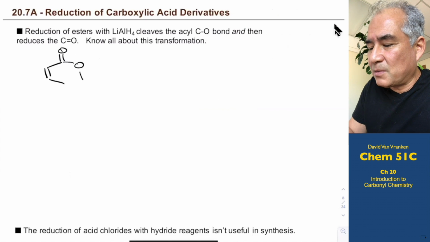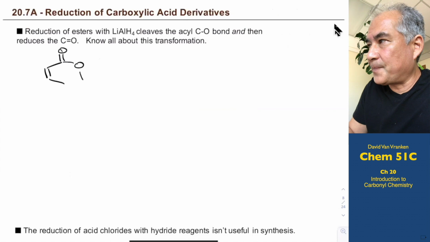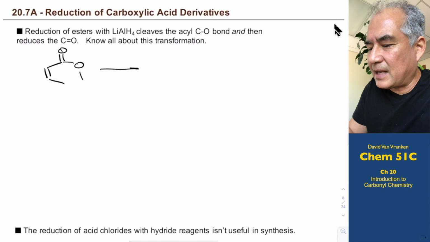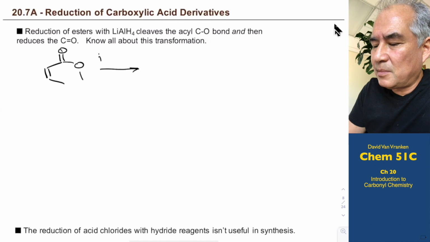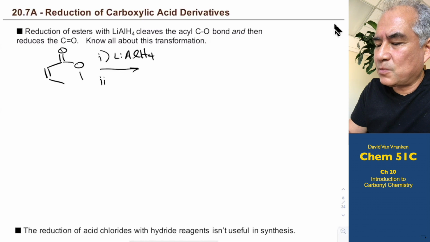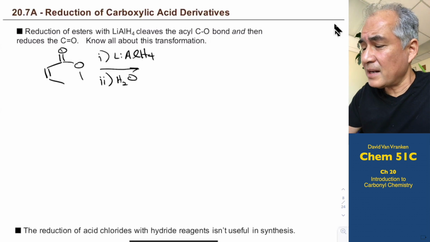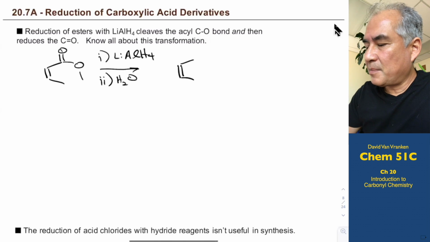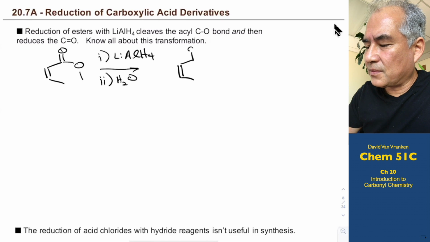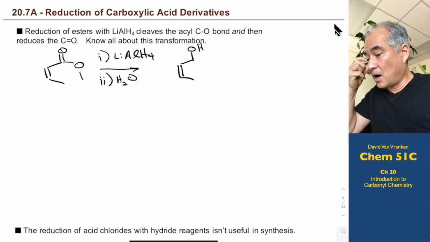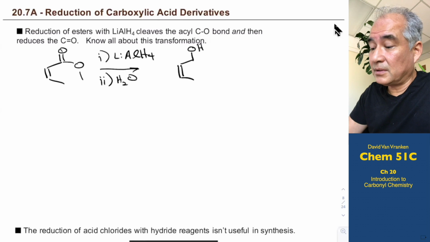So if we wanted to reduce this all the way to the alcohol, and you have to watch this pattern of reactivity here, then we use lithium aluminum hydride. And let me show you how this works. We have to follow this up with an aqueous workup. And the product of this reaction still has this cis double bond on here, but it reduces the carbonyl group all the way down to an alcohol. And it cleaves this bond here.